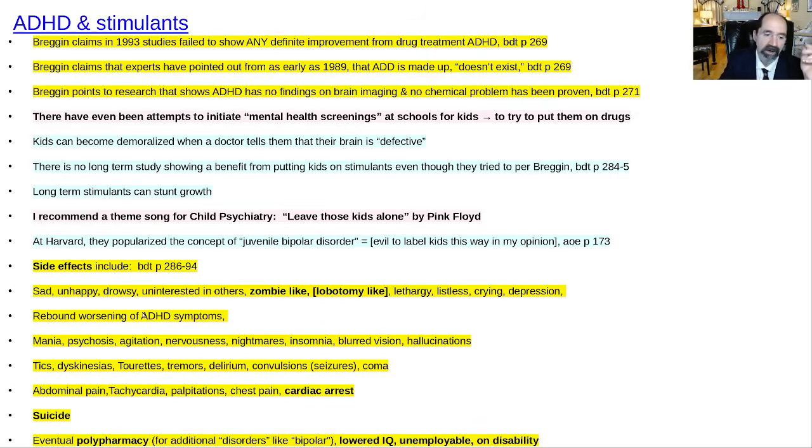Eventually, they often end up on multiple drugs. That's called polypharmacy, for additional bogus disorders that can be added on, like childhood juvenile bipolar. Their IQ is lowered from the brain damage, with less ability for sophisticated thinking. They can become unemployable. They can end up on mental health disability. It's bad.